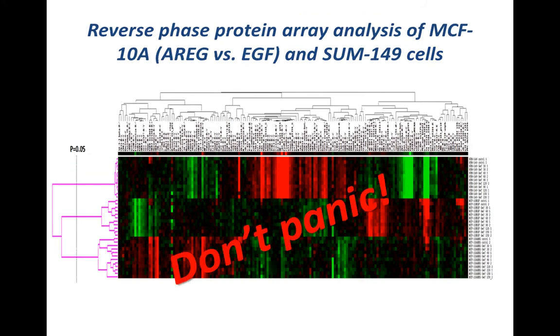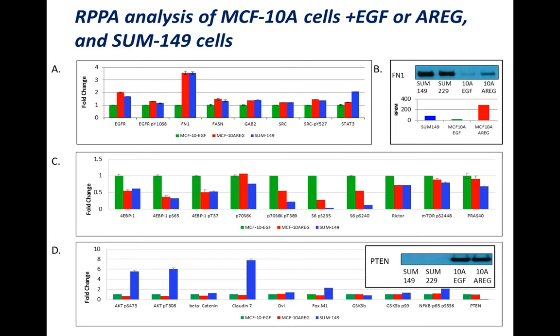Don't panic. Within this mess of beautiful colors and tree view diagrams, there's some really cool data that we can extract out. I'm just going to show you a couple pieces of that. So one of the things that we looked for in this experiment, we looked for proteins that were upregulated either in MCF10A cells grown in the presence of amphiregulin and the SUM149 cells, but different from the MCF10A cells grown with EGF. So we're looking for things now that are really about amphiregulin and not really about whether the cells are breast cancer cells or normal cells.